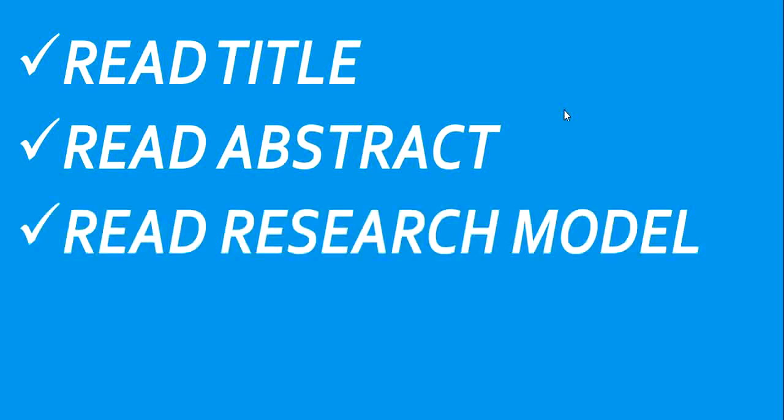So read the research abstract. Next comes reading the research model. Once you read the research model, you will have complete knowledge about that particular research framework and the theory, the theoretical framework, which they are using. So read these 3 things when you are reading a research paper.